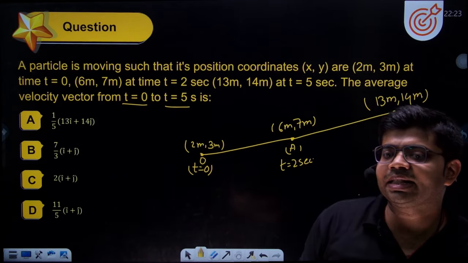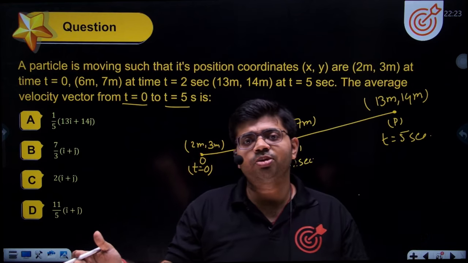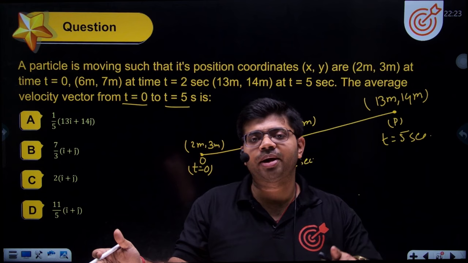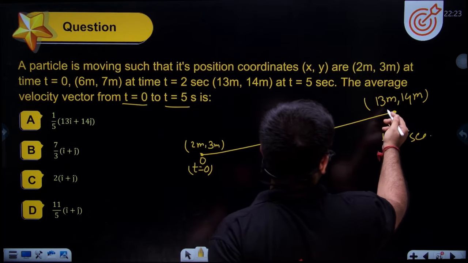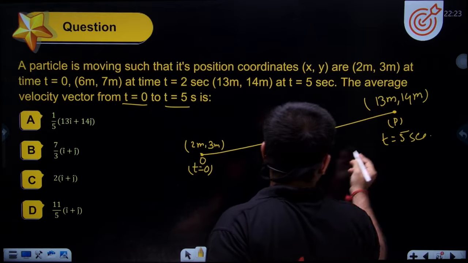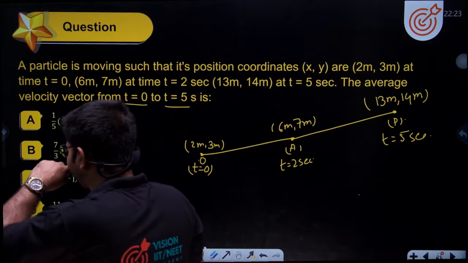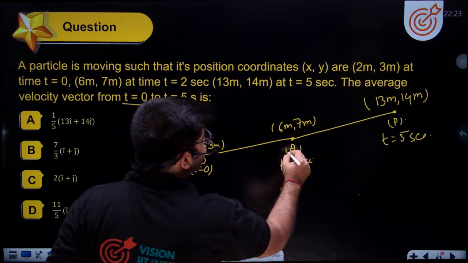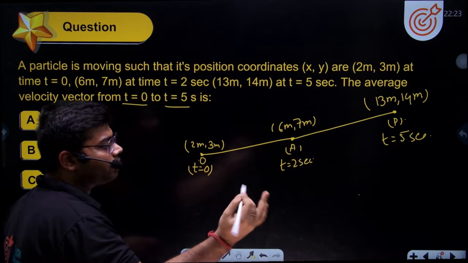Or I can say the average velocity is nothing but the final point minus the initial point. Here the final point is my 13. This point P is my final point and my initial point is point O. Right. So point A I actually don't require. Point A is not required to find the average velocity.